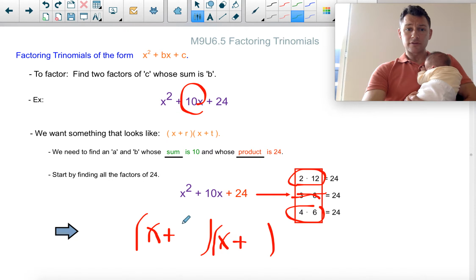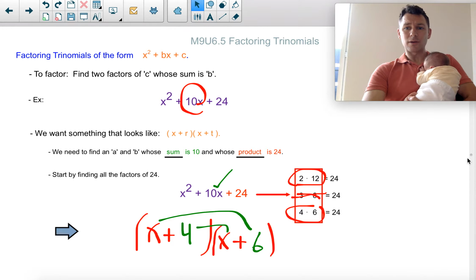So let's try this 4 and 6. We try the 4 and 6, and when we refoil this out, you do get x squared, you get 24, and you get 6x and 4x, which is the 10x. Ka-ching, right? So that's what we're going to be working with.